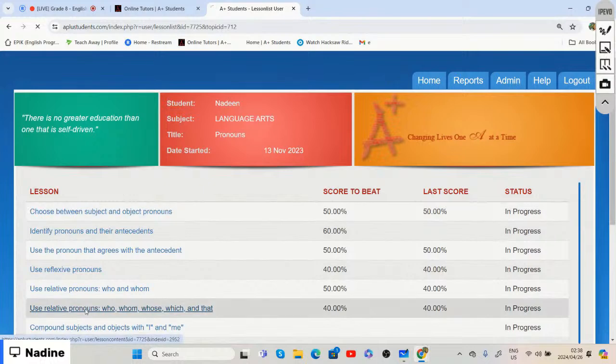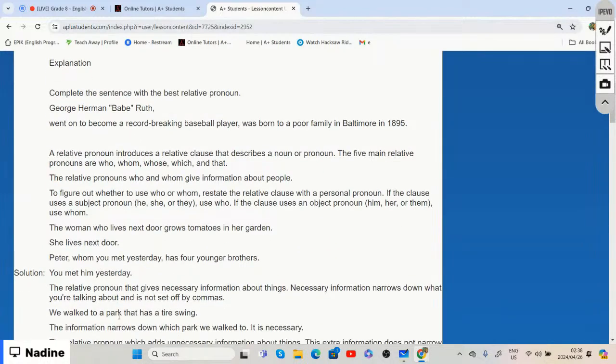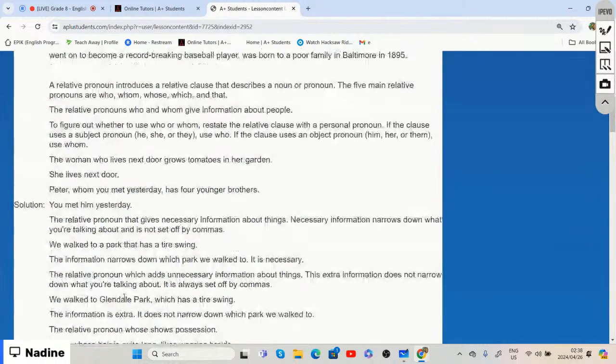So now we're going on to also relative pronouns, but we're going to be using words now like who, whom, which, which we did, but we're going to add whose, which, and that. So we said a relative pronoun introduces a relative clause that describes a noun or a pronoun, right? The five main relative pronouns are who, whom, whose, which, and that. And the relative pronouns who and whom give information about people.